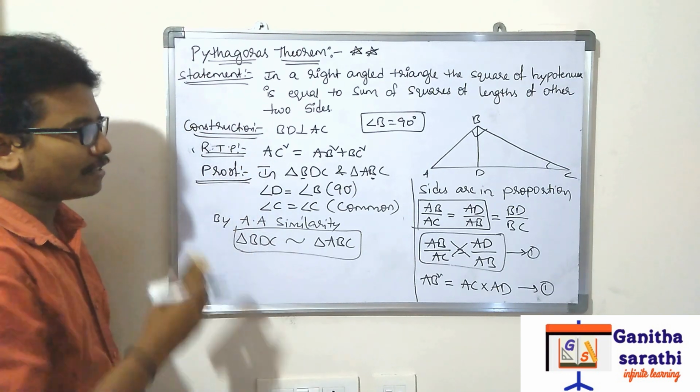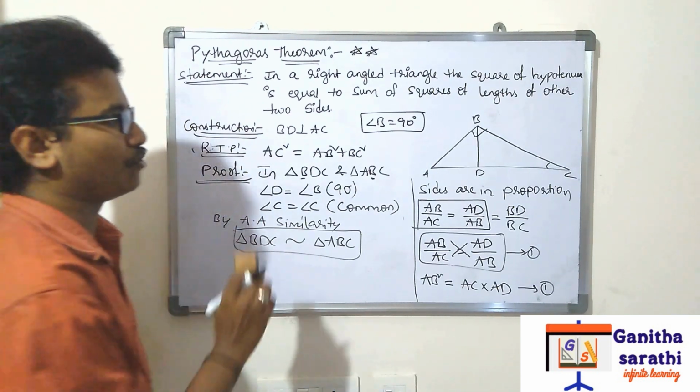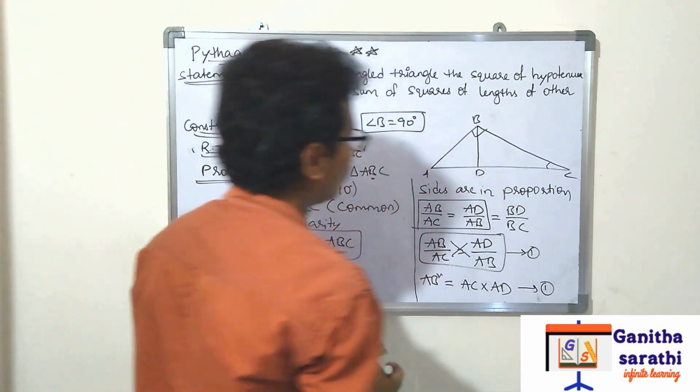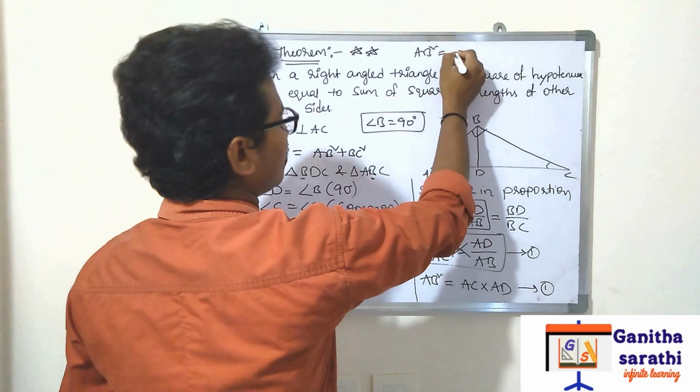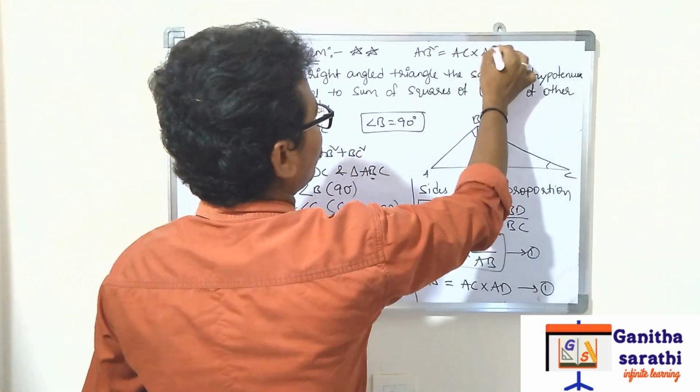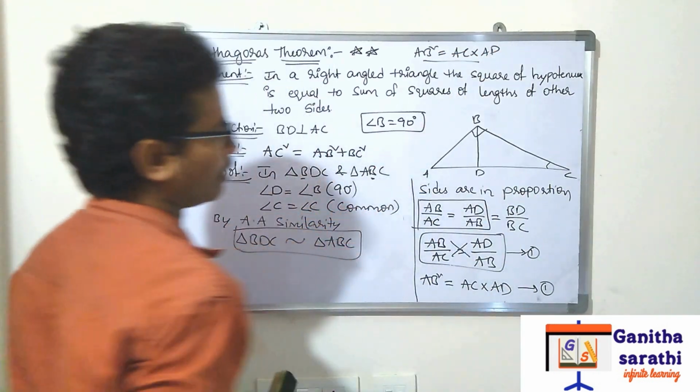Again, if these are similar, the sides will be in proportion. What are the sides which are in proportion? Now see, I am writing this equation here: AB square is equal to AC into AD. Take it as equation 1, keep it there.